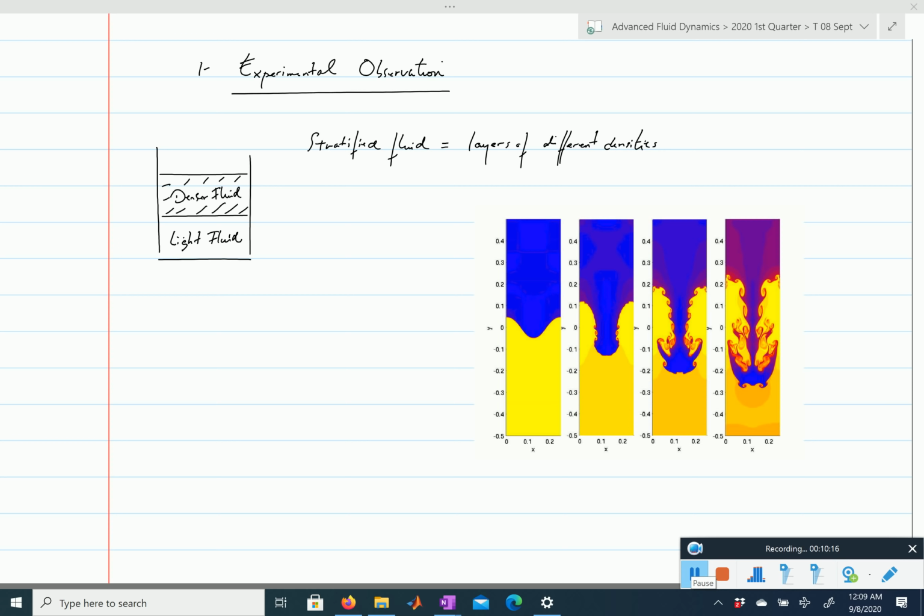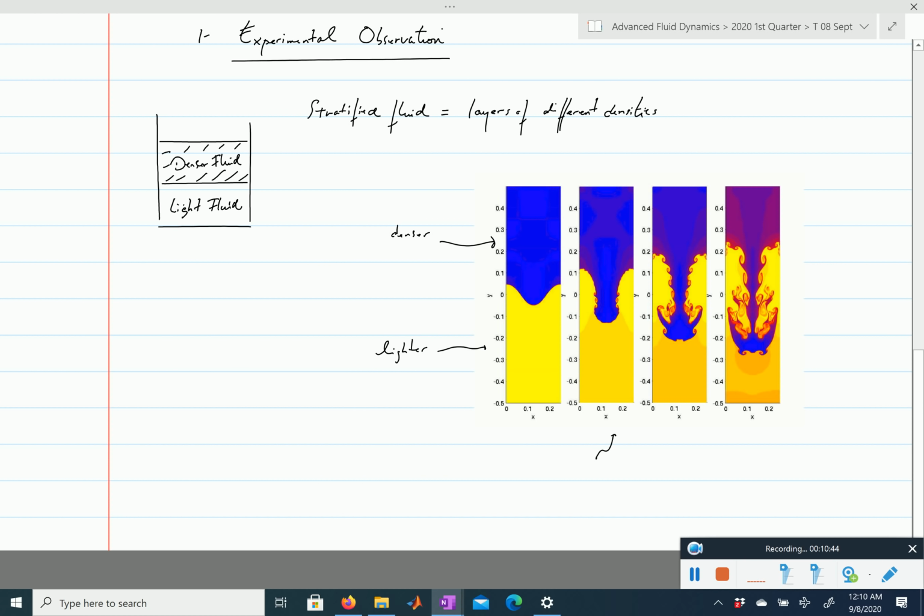So we can summarize our experimental observations. Right, so we started with a denser fluid on top of a lighter fluid. And what we see is this instability. The lighter fluid is going to rise as the denser fluid, so the more heavy fluid, is going to drop. That is called a Rayleigh-Taylor instability.